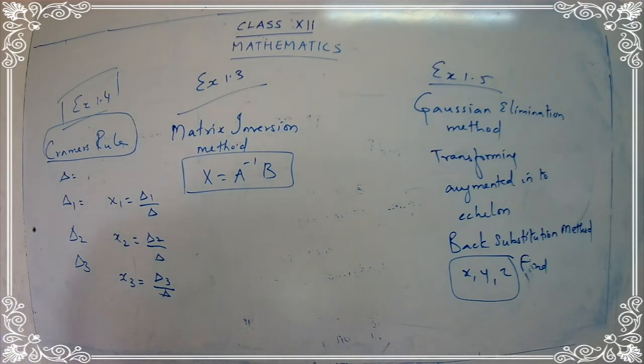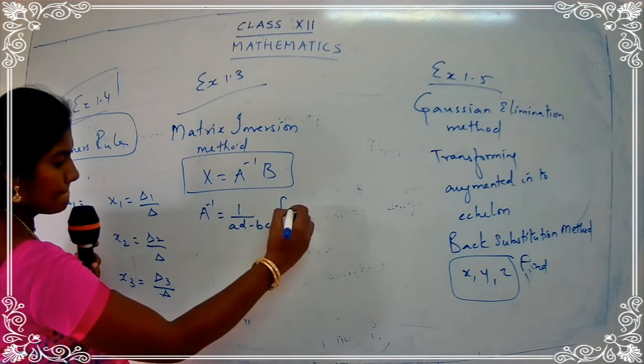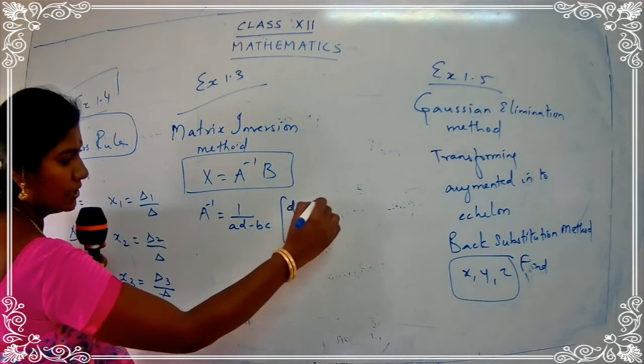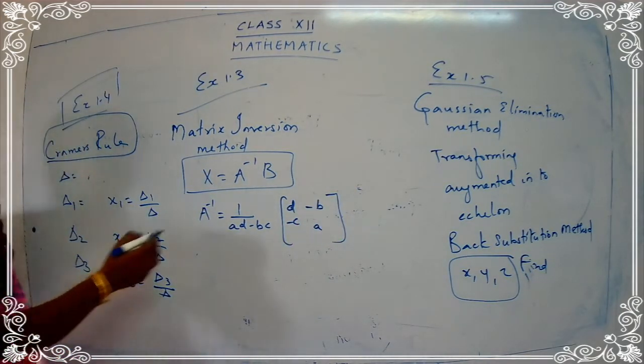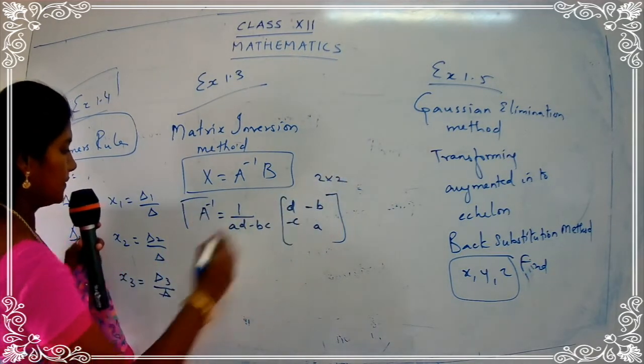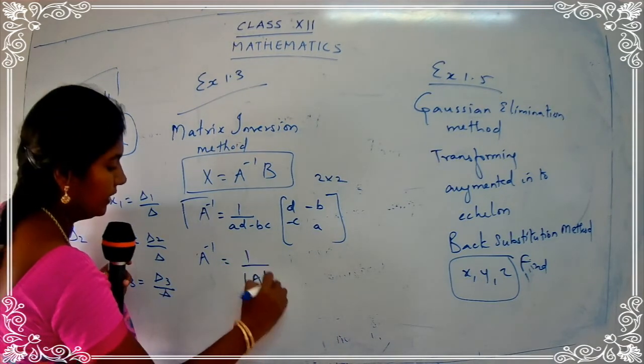If it's a 2 by 2 matrix, I have told you the formula to find the answer. A inverse is 1 upon AD minus BC, and A and D get interchanged, and you just change the sign. We can use this formula when you have a 2 by 2 matrix. If you have a 3 by 3 matrix, what is the formula for A inverse? A inverse is 1 upon mod A into adjoint A, that is, 1 upon determinant of A times adjoint A.